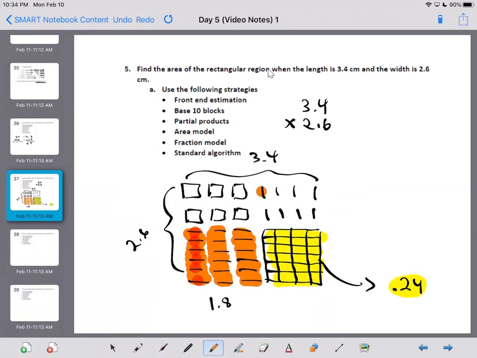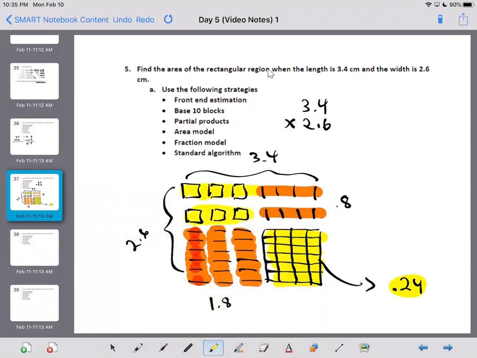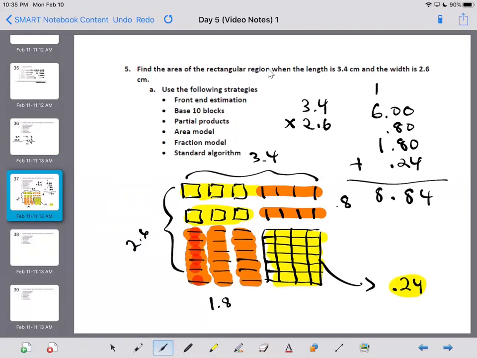And then here we've got 4, so we've got 8/10 here as well. And then we've got the six flats plus the 8/10 plus the 1 8/10 plus the 24 hundredths. We add those up. We're going to have 8 84/100 as our answer for the base 10 model.